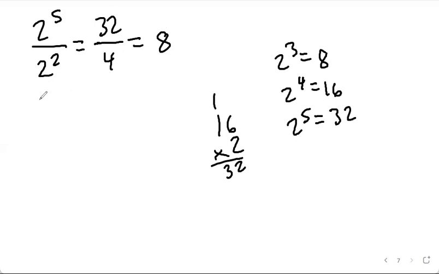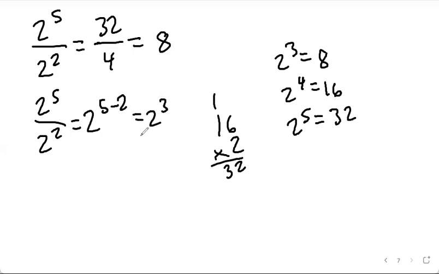It's 8. Okay, but there's another way I could do this problem, probably an easier way, and I'm going to show you it now. I'm going to subtract the exponents. So I do 5 minus 2 in the exponent. And I get 2 cubed. And what is 2 cubed? 8. You get the same answer, right? 2 cubed is 8. So we get the same exact answer. So yeah, subtracting the exponents works, right? It gets you the correct answer.